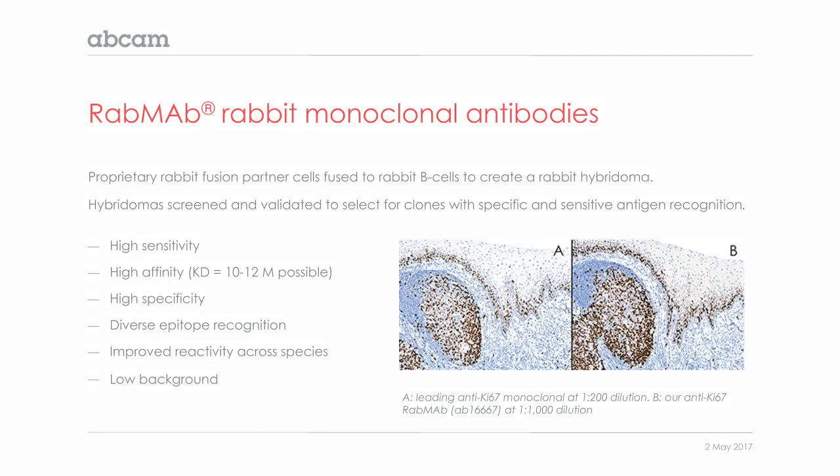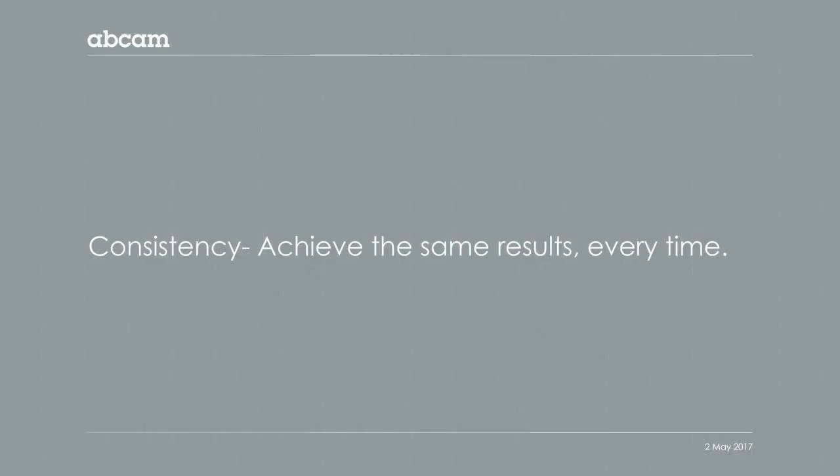The figure on the right shows serial sections of human tonsil tissue where IHC was performed. In figure A, a leading mouse monoclonal against Ki-67 was used on this tissue at a 1 to 200 dilution. In figure B, our rabbit monoclonal against Ki-67 was used at a 1 to 1,000 dilution. As you can see, at a higher dilution, you still get higher sensitivity with the rabbit monoclonal antibody.